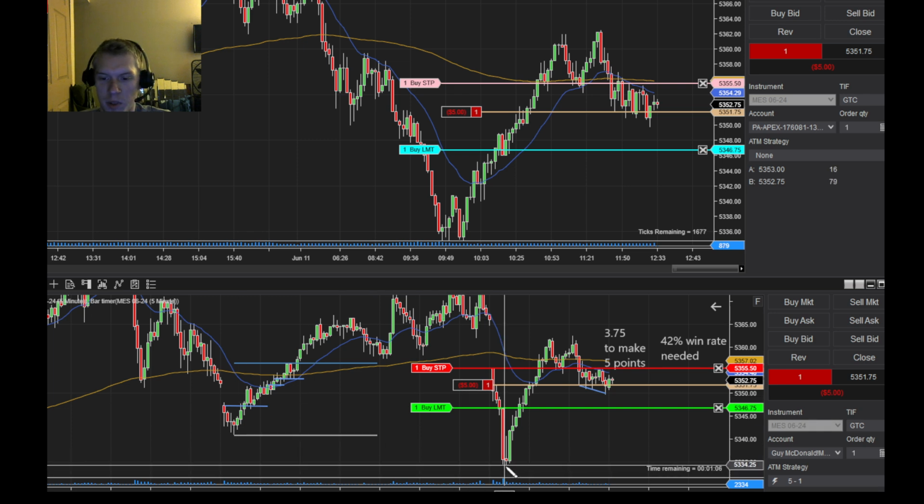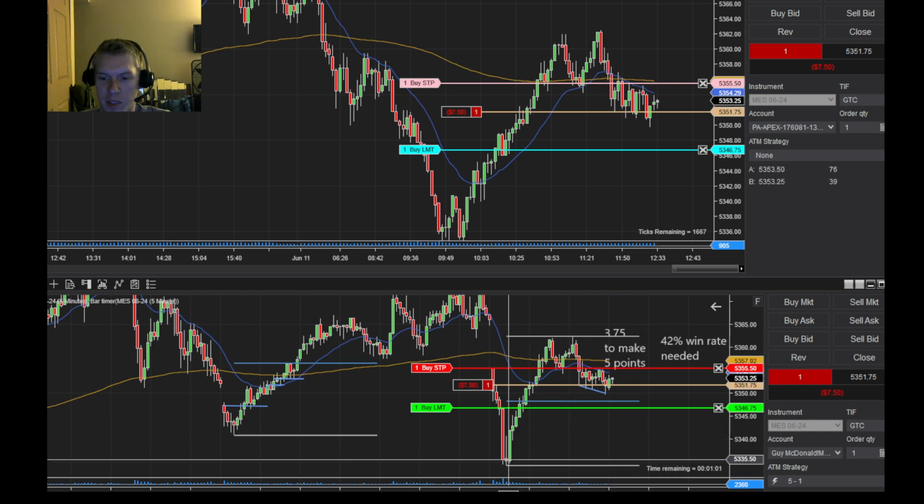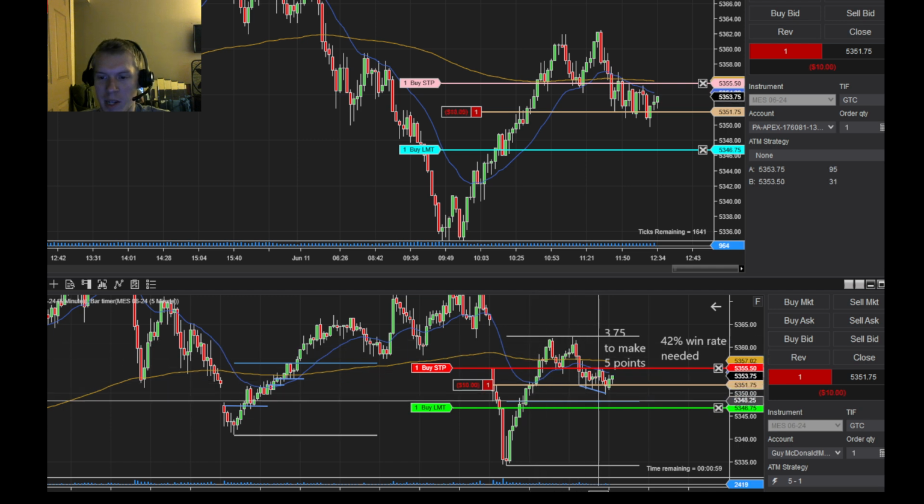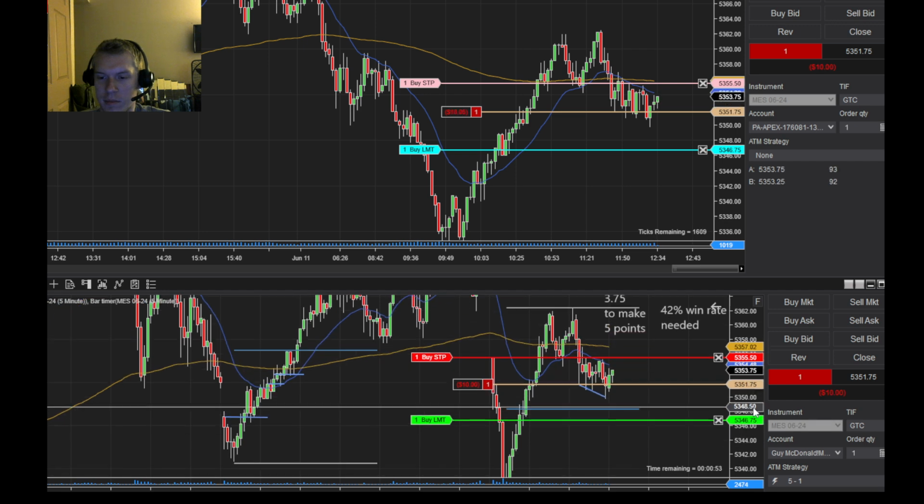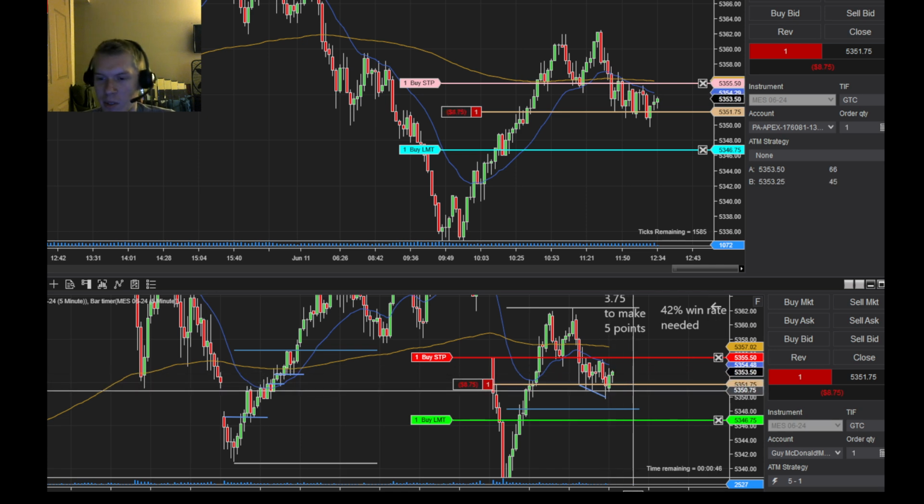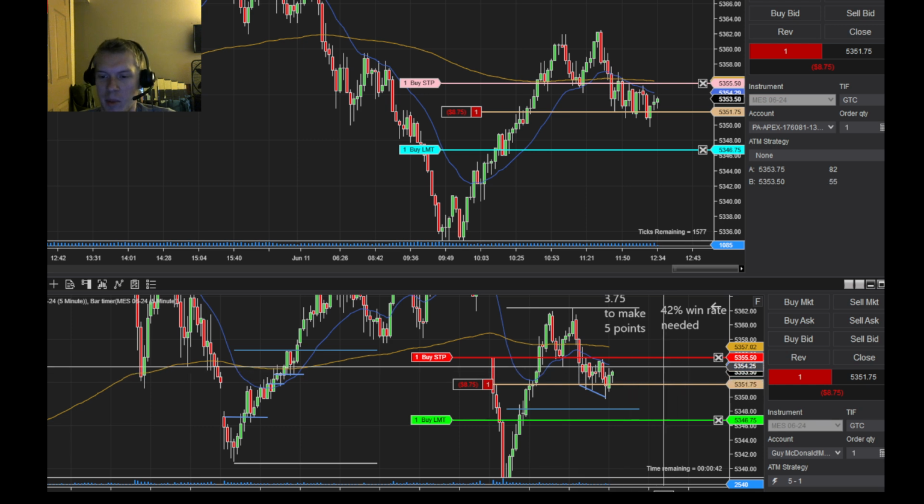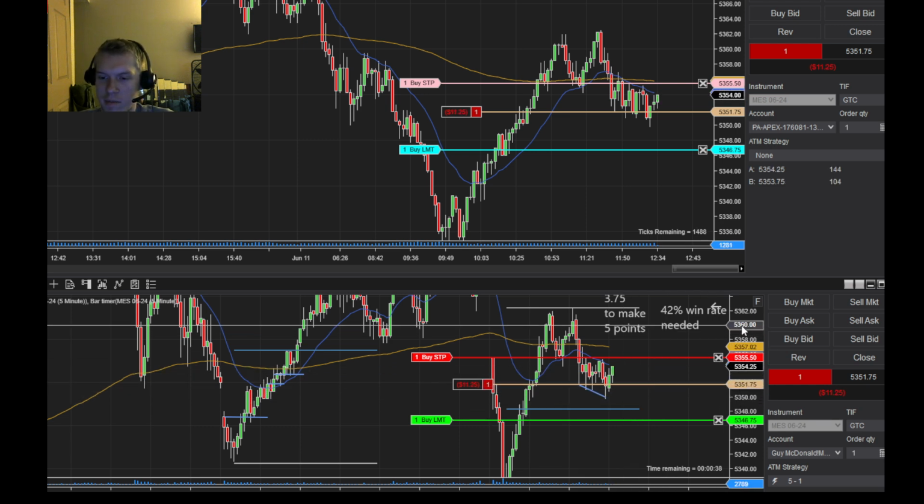I'm going to draw in what the 50% retracement is of this. So of this move, the 50% pullback is down here. We haven't quite gotten there yet. So I think the bears will make one more attempt down. But if they fail that attempt, then we probably just have to get out of the trade.